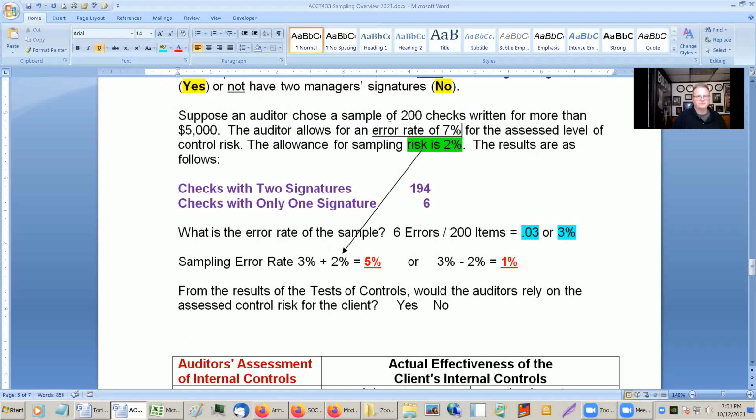Yes. Yeah, both these are less than that. Now, quite honestly, this one we probably wouldn't even do the 1% because if it's less, that's even better. But the most it could be is 5%. And if we accept it up to 7%, we're good. So it would be yes, we rely on them.